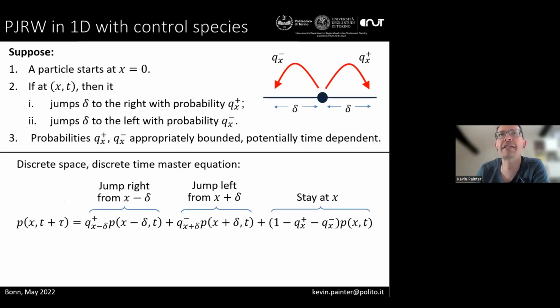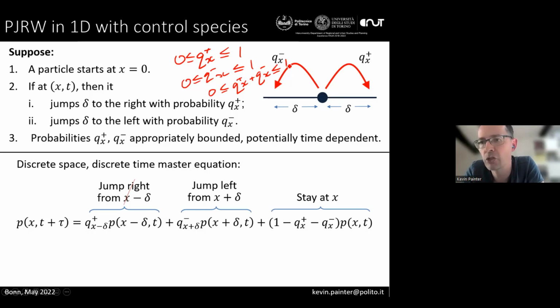Formally you would have to set down certain assumptions, so maybe I should just write this down quickly. What we need as a set of assumptions is that Q plus of X is a probability, so it's got to be between 0 and 1. Q minus X has got to be between 0 and 1. And similarly, the sum of those has to be between 0 and 1 as well. So that's what I meant by appropriately bounded. But what this does mean is that now you could potentially stay at your position as well. You don't necessarily have to jump.